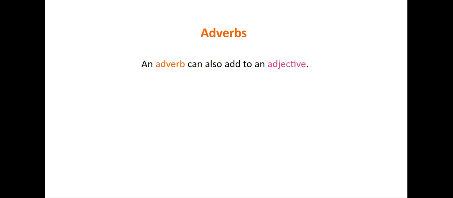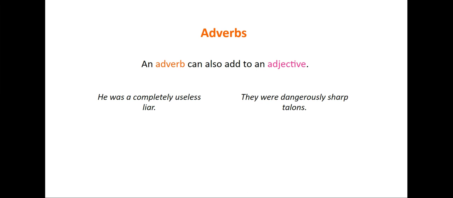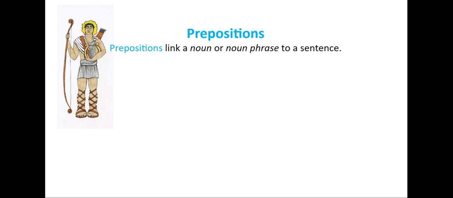Adverbs can also be linked to adjectives. So in these examples, he was a completely useless liar. Oh, well, we've got our noun, liar, we've got our adjective, useless, and completely is our adverb that links to it. All right, they were dangerously sharp talons. Talons is our noun, sharp is our adjective, and dangerously is our adverb. It's telling us how sharp that is. All right. Oh, I've done that for you.